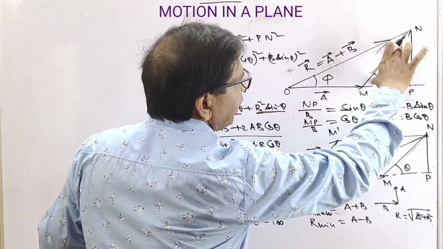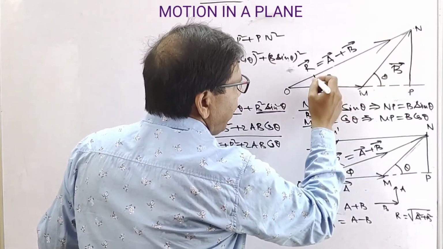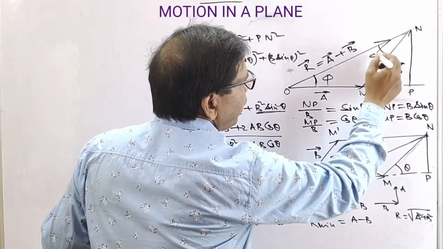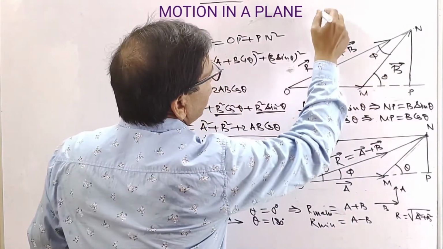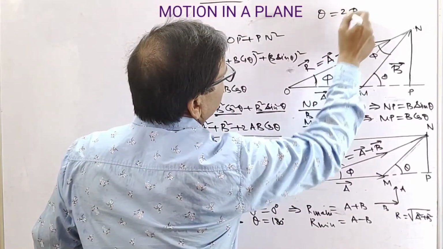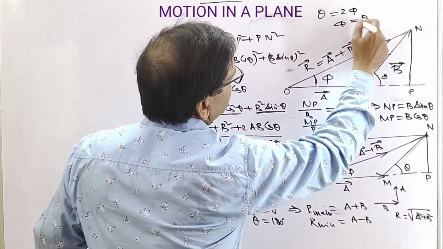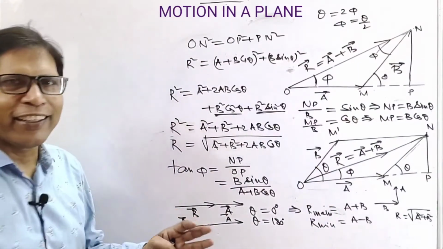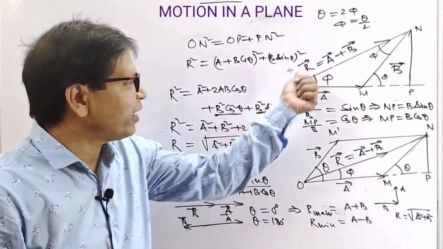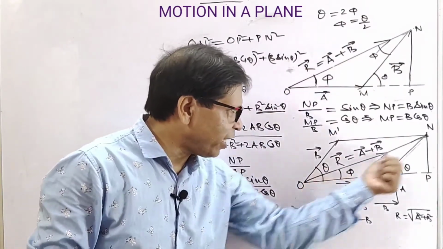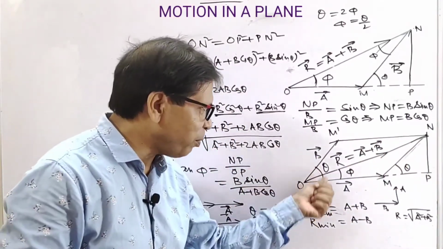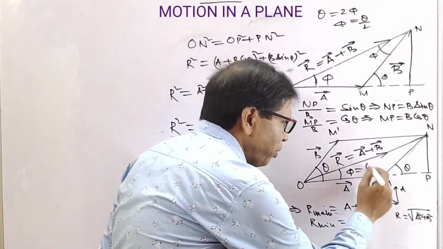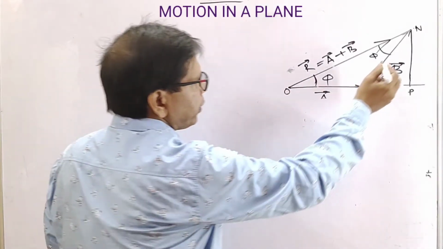If A vector equals B vector, then this angle is phi and this angle is also phi, so theta equals phi plus phi. Therefore theta equals 2 phi, therefore phi equals theta by 2. Therefore the resultant of two equal vectors bisects the angle between them. Here phi becomes theta by 2.